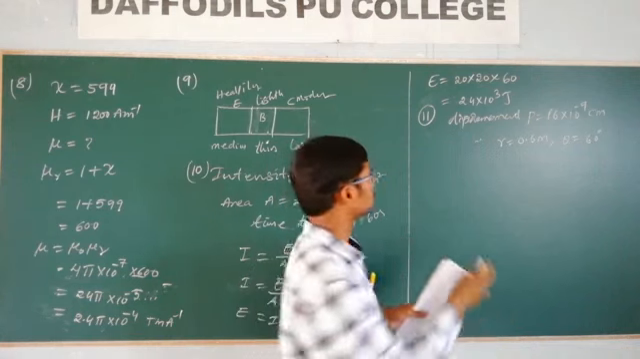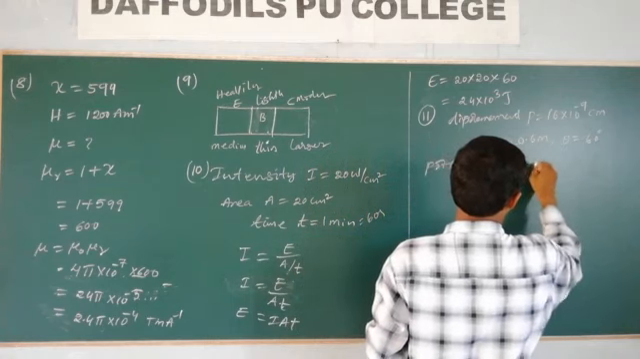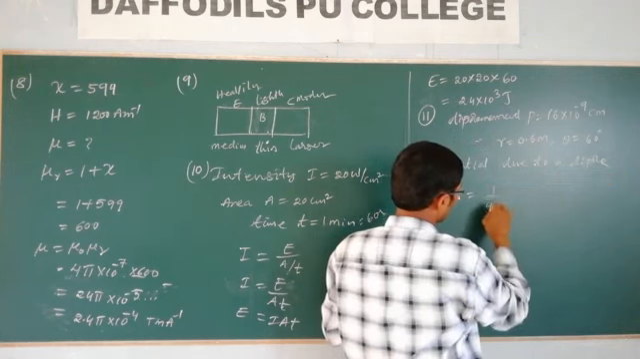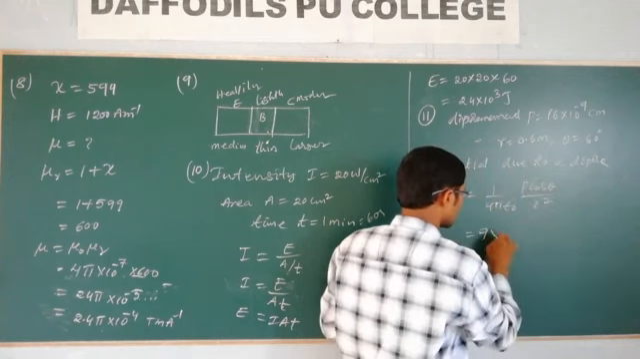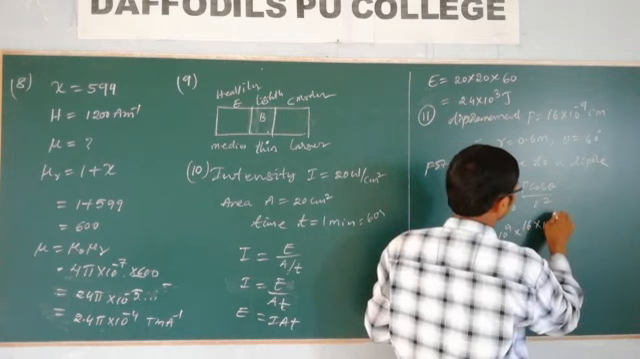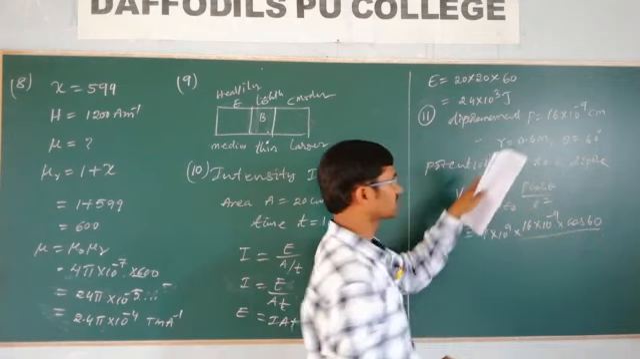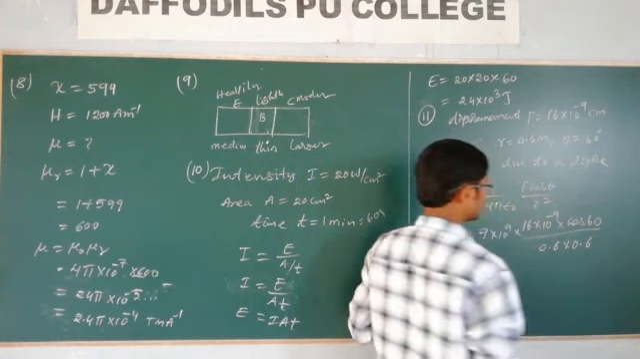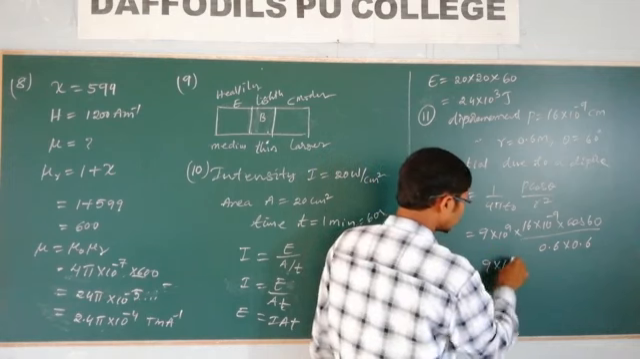We know potential due to a point charge is equal to 1 by 4 pi epsilon naught q by r. Whereas potential due to a dipole is V is equal to 1 by 4 pi epsilon naught p cos theta by r square. That is 9 into 10 power 9 into p, 16 into 10 power minus 9 into cos 60 by r square. r is 0.6, whole square, or 0.6 into 0.6.